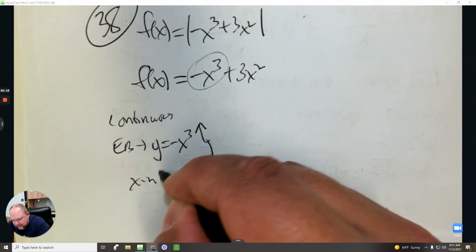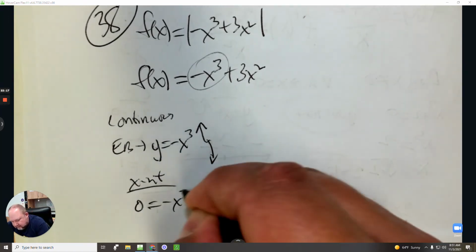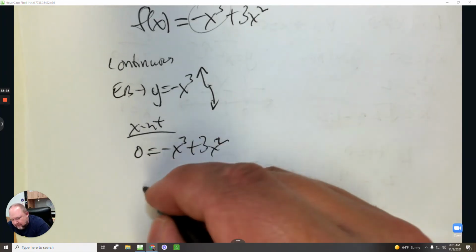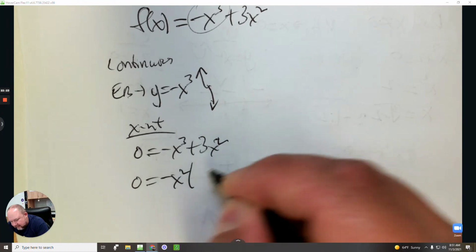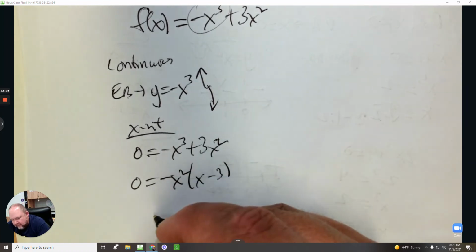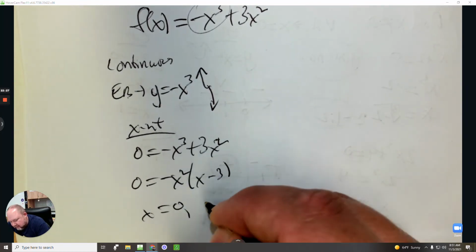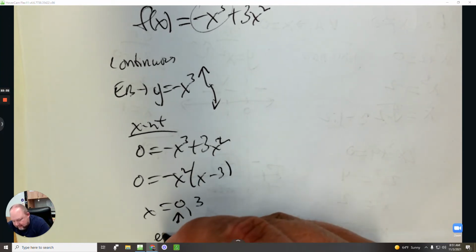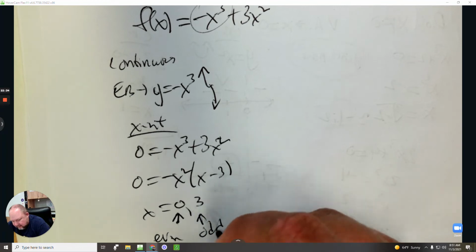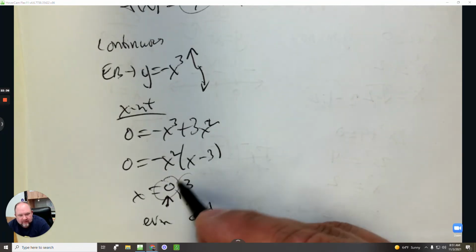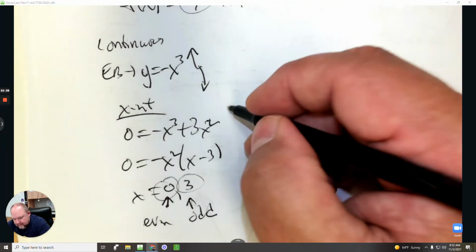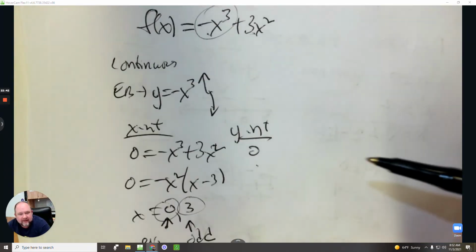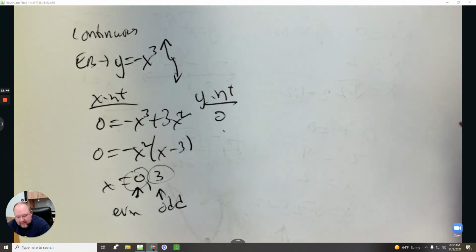The x-intercepts, I make it equal to 0 and I solve it. So I'm going to solve by factoring. I'm going to factor out a negative x squared, and know that my intercepts are at 0 and 3. This one is even, and this one is odd. So it touches and then it crosses. The y-intercept is at 0, so when you plug in 0, you get the answer 0. So that's all for the pre-calculus part.